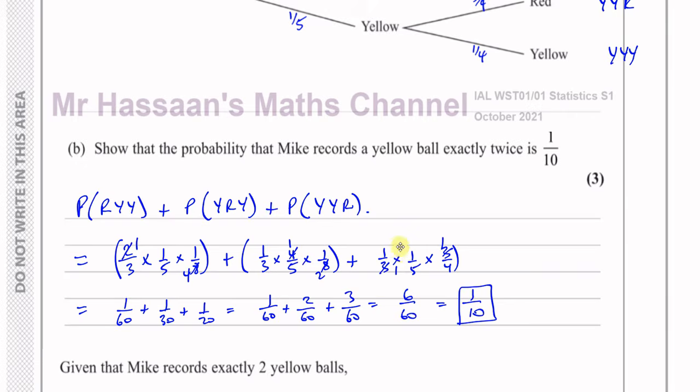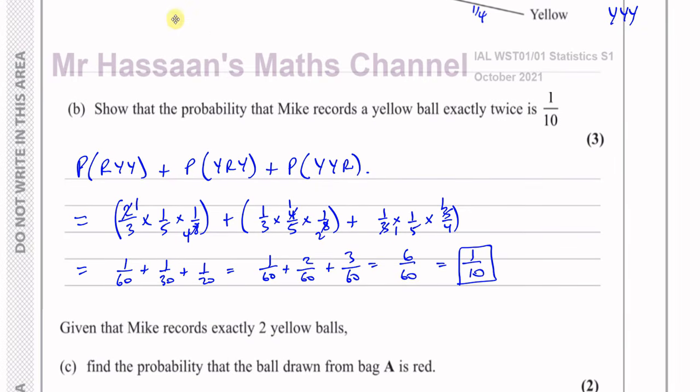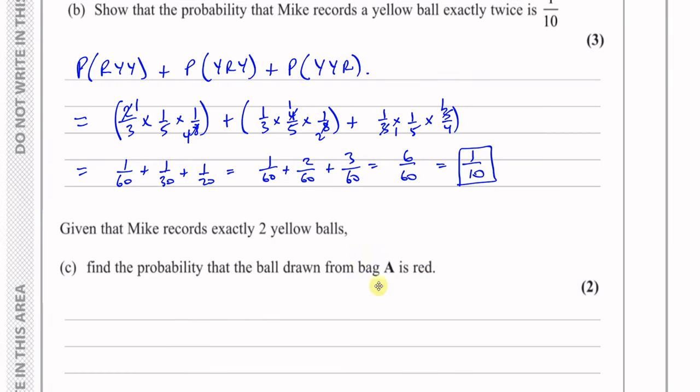Okay, now for part C. It says, given that Mike records exactly 2 yellow balls, find the probability that the ball drawn from bag A is red. So we've got to find the probability that the ball from bag A is red, given that he has picked exactly 2 yellows. Which is exactly what we found in part A. This is the answer to part A. So this is conditional probability.